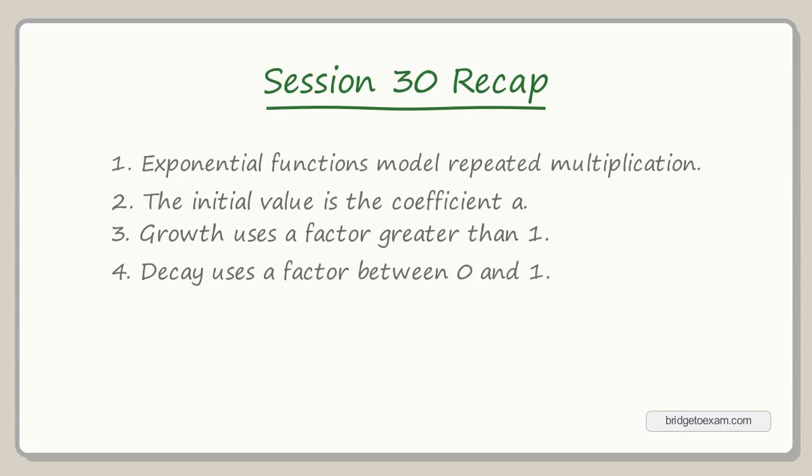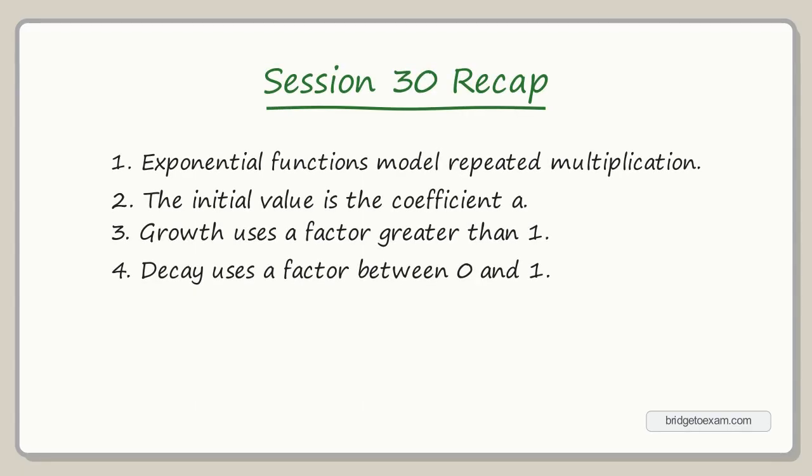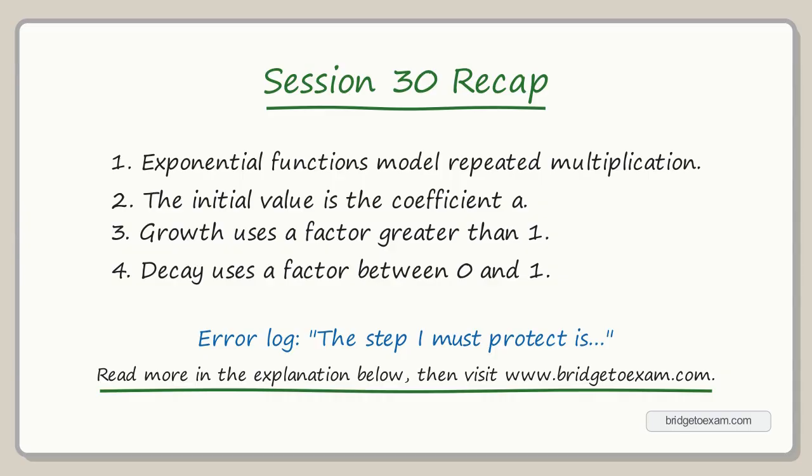Let's recap. Exponential functions model repeated multiplication. The initial value is the coefficient a. Growth uses a factor greater than 1. Decay uses a factor between 0 and 1. Before moving on, write one sentence. The step I must protect is.